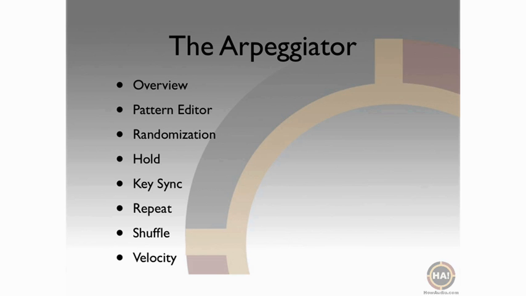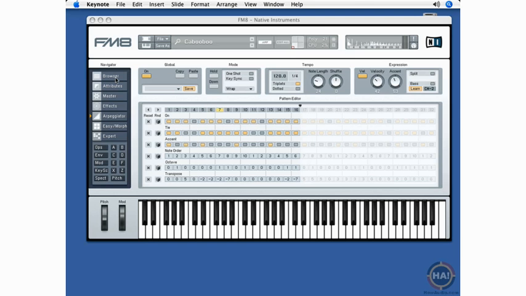In the arpeggiator section, we're going to show you everything you need to know to get rhythmical sequences in your music right away. So let's get started. The FM8 comes with many great arpeggiator presets, but it's also very easy to create your own. I'm going to play a few of my favourites from the library now.